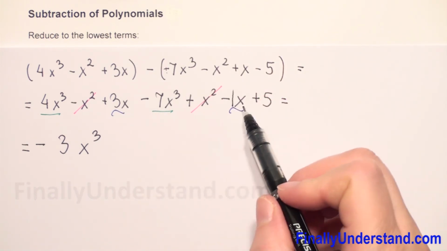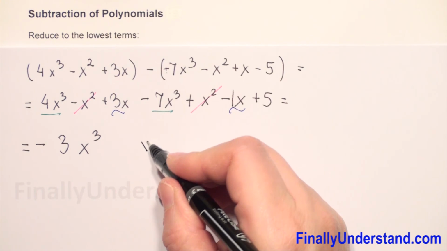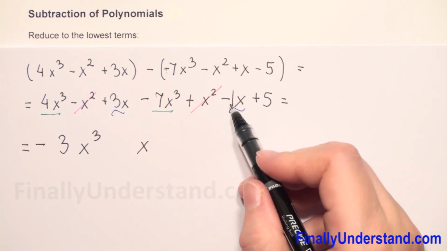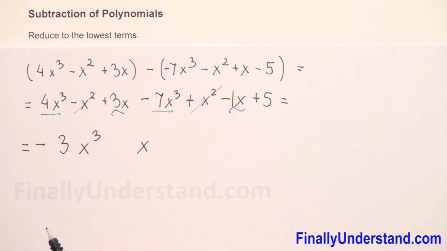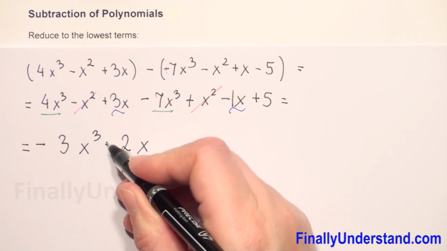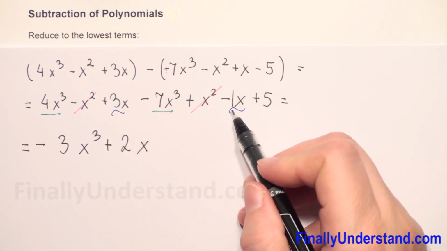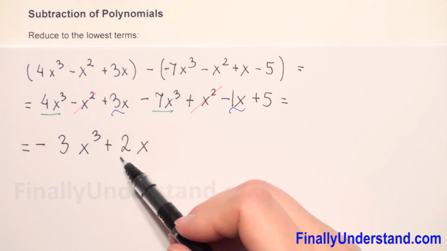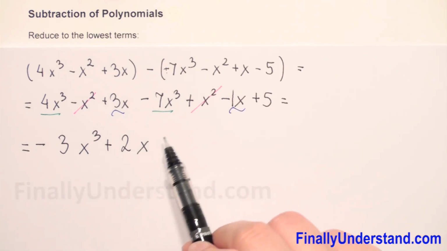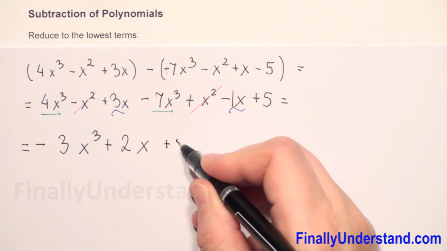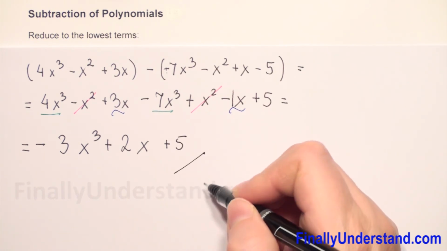So we have an x variable, so we copy x, and we have 3 minus 1. 3 minus 1 is 2, positive 2. So plus 2, we write: 3x minus 1x is 2x. And we have to copy 5. This is my solution.